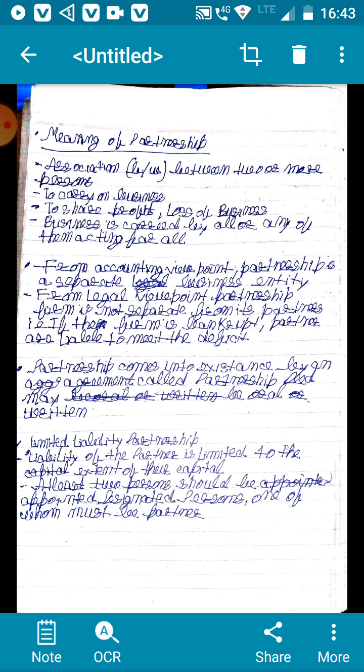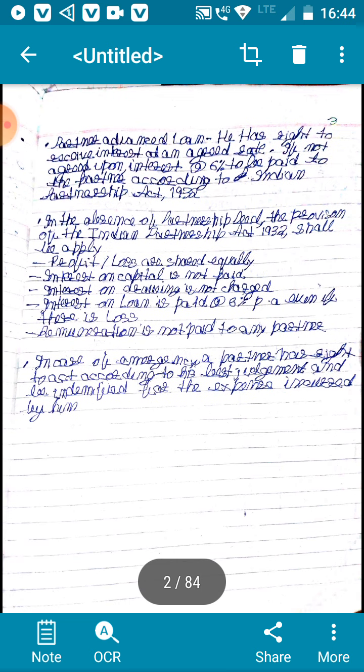Partnership comes into existence by an agreement called the partnership deed. It may be written or oral. Limited liability partnership: liability of partners is limited to the extent of their capital. At least two or more persons should be appointed designated persons, and one of them must be a partner.